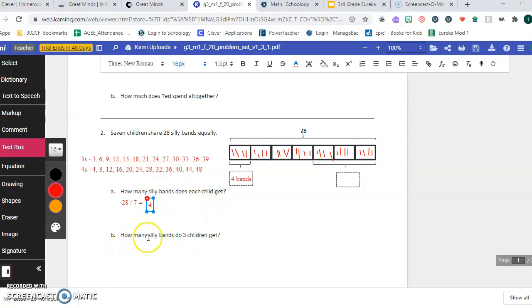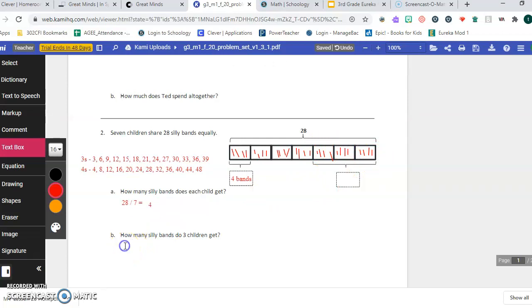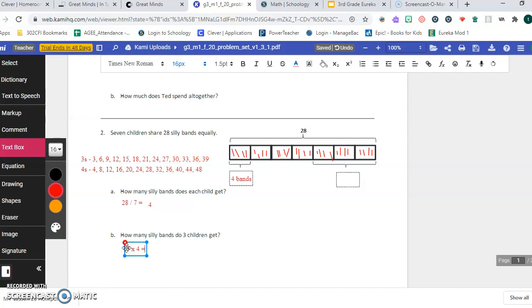Now it asks how many silly bands do 3 children get? Okay, so now I've got 4 times 3. If each child is a group, I'll put the groups first. 3 groups of, or times, 4 bands equals, and now I can look at my 3s or my 4s.